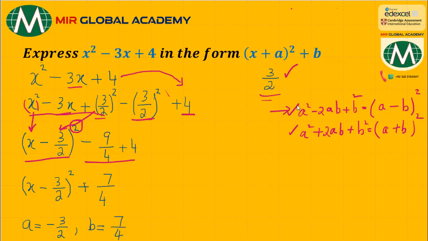Now we have completed this question into completing square. Now just compare the answer with this format. So A is 3 over 2 and B is 7 over 4.